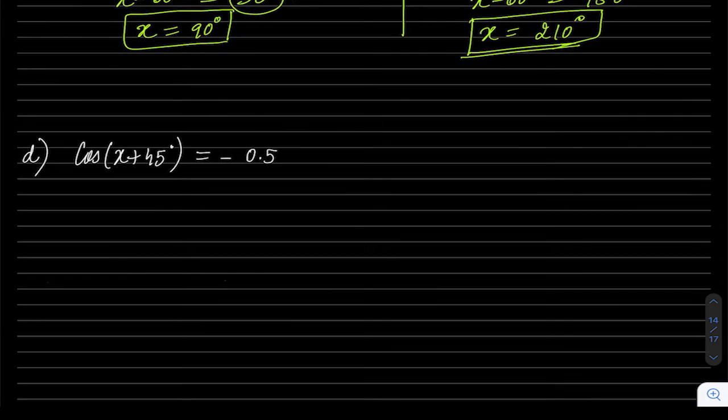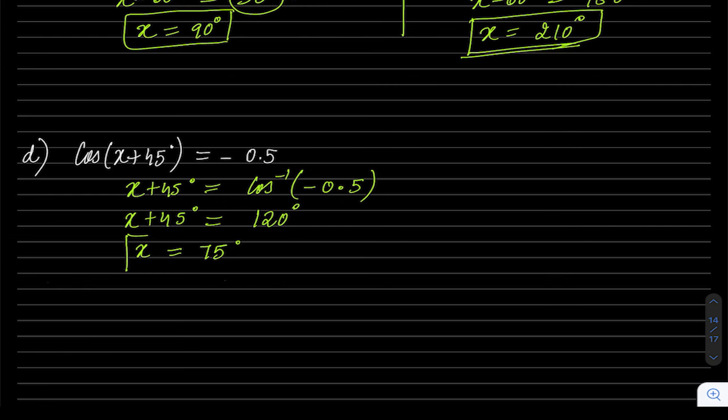Okay, let's go for the fourth question. The fourth question is of cosine. So cosine of x plus 45 equal to minus 0.5. So we have to solve this. First value, obviously you can get very fast from the calculator, that is cos inverse of negative 0.5. So if you use the calculator, it will give you the value as 120 degrees. So one answer is obviously x plus 45 equals 120 and my x value will be, how much is this? 75 degrees. So my first answer is x is 75 degrees.